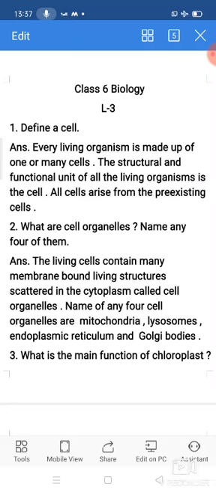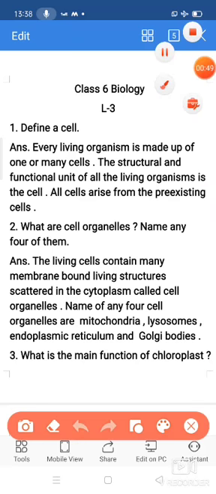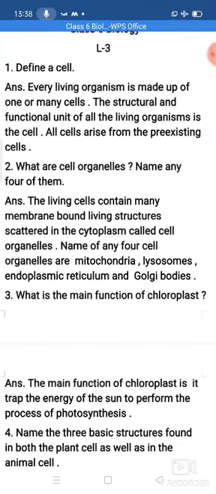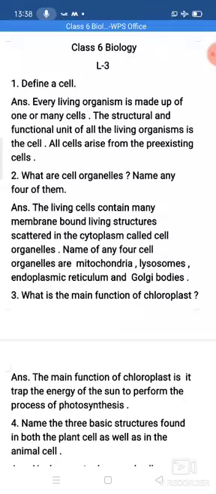Okay, so this is the first question, children. Define a cell. We have been reading from the start of this lesson that every living organism is made up of one or many cells. The structural and functional unit of all living organisms is the cell. All cells arise from pre-existing cells. Children, I have already discussed this question and answer, so I am not going to read it line by line. I am just showing it to you.